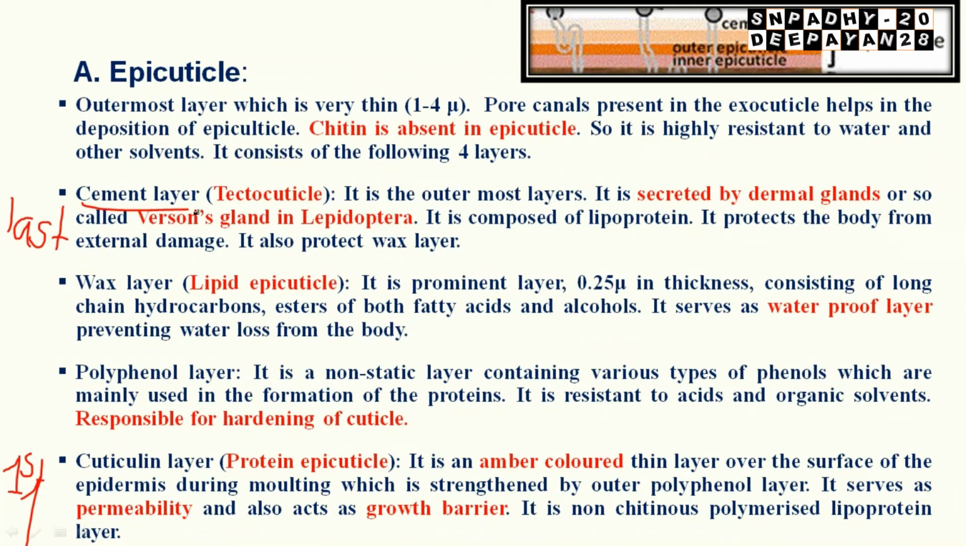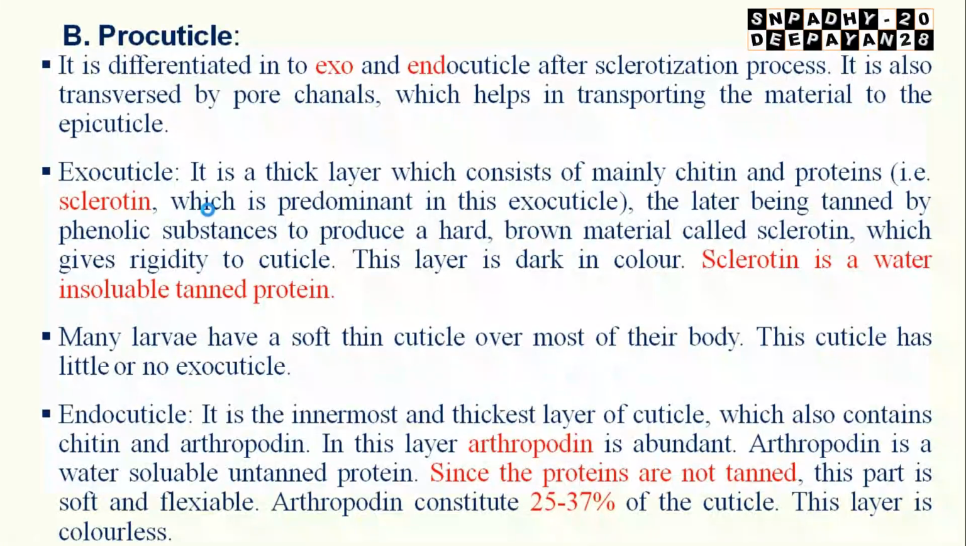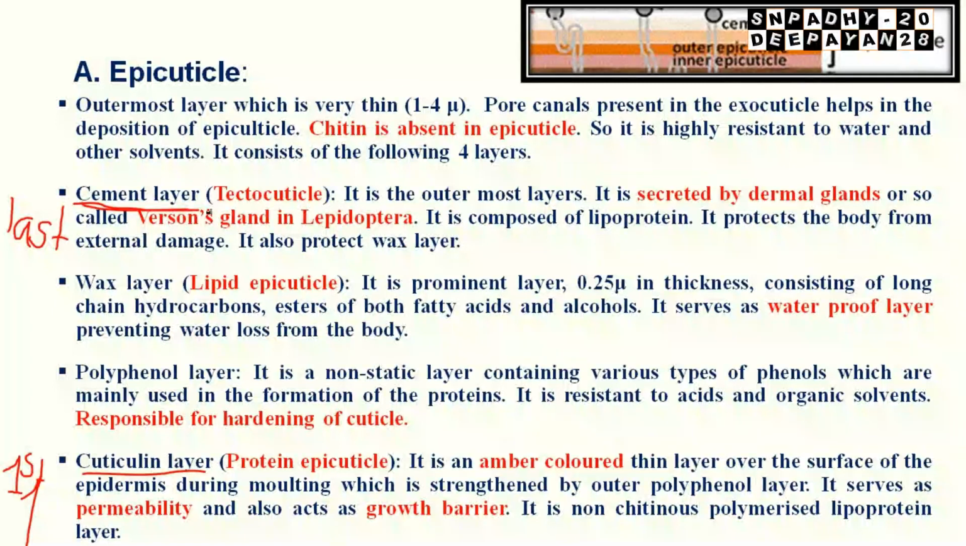In a molting process, which layer forms first? Cuticle layer. In molting process, which layer forms at the last? Cement layer. It may come as short question. In molting, which layer forms first? Cuticle layer. In molting, which layer forms at the end? Cement layer. It may also come as short questions. We will understand that one very deeply in molting process.